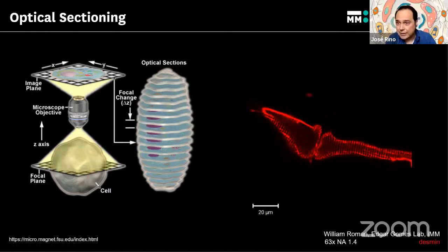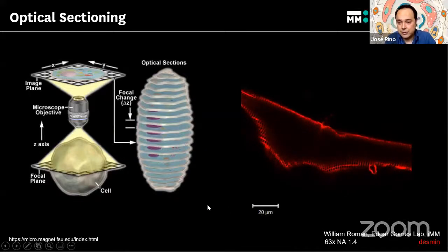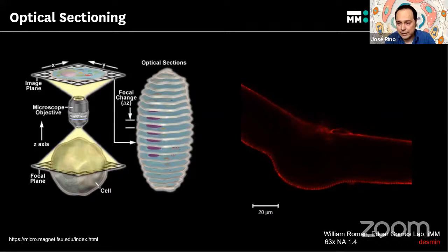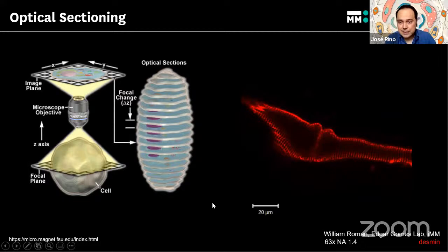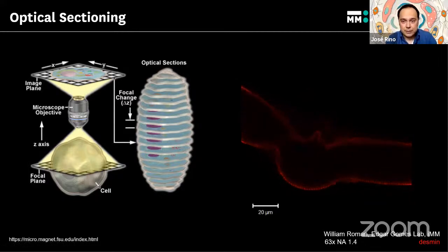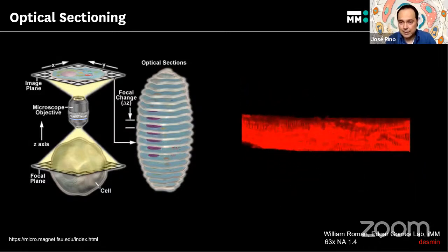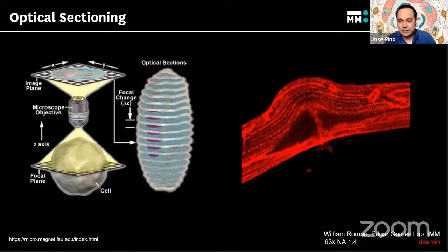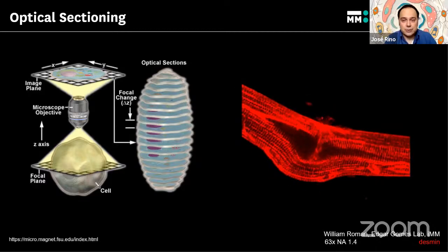So here's an example of a Z-stack acquired of a myofiber. This is from William Broman at the IMM. It's a Desmin staining. So we have acquired a Z-stack throughout the sample, and by stacking all of these together in a computer, we can reconstruct it. We can see how it looks viewed from different angles, and therefore get an idea of how this myofiber looks in 3D.